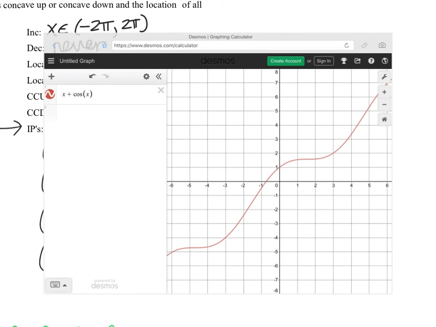So notice the graph is indeed increasing the entire time, so we don't have any maxes or mins. And then we also have this place here where the derivative is equal to 0. See where we have a horizontal tangent? And sure enough, that corresponds to about negative 3 pi halves. And that indeed was our first inflection point. See how the graph changes? The curvature of the graph changes from concave down, and then here it goes to concave up.